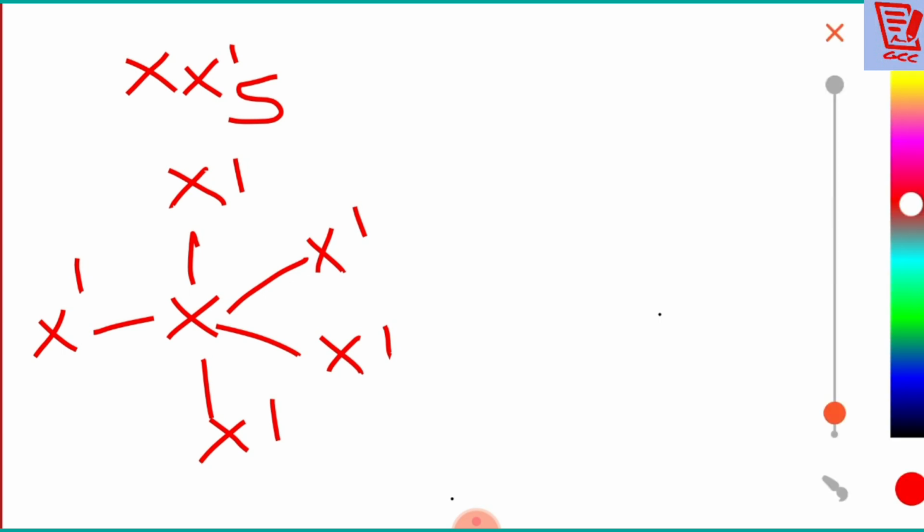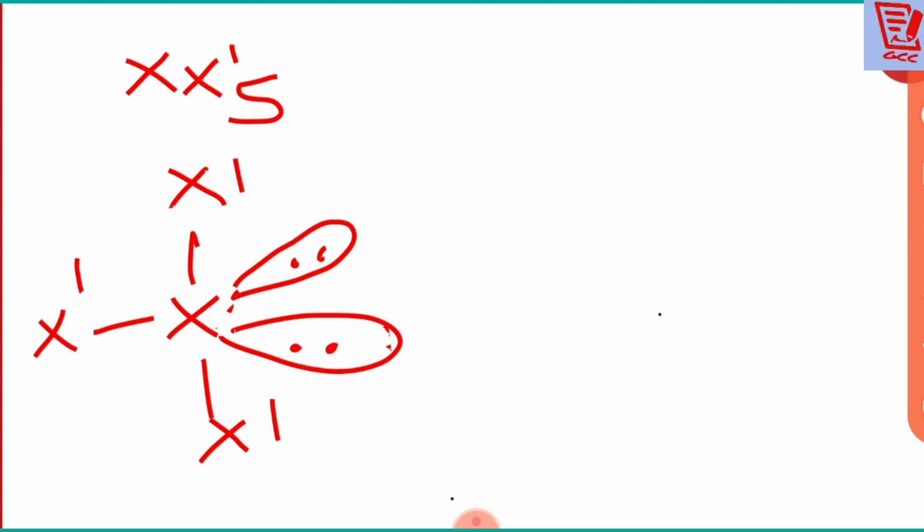But now what is going to happen over there? We are having two lone pairs. At the place of two halogens, we are having two lone pairs. You see all of you, like this. So what will this become? Its geometry was trigonal bipyramidal, but its shape is called T shape.